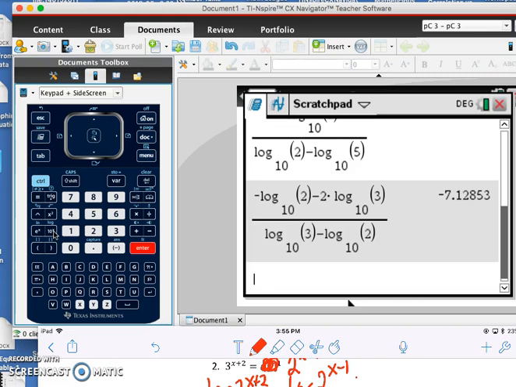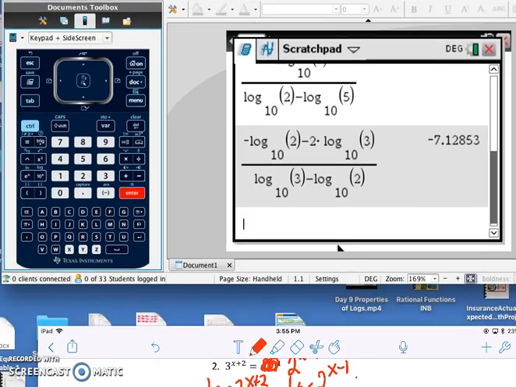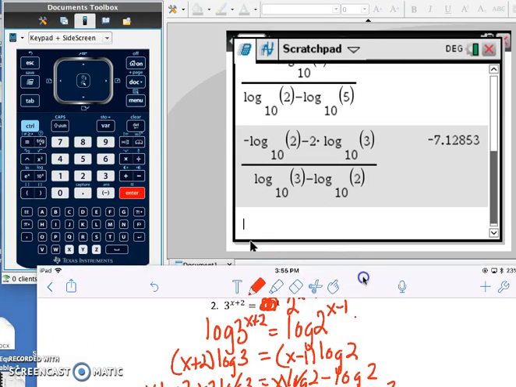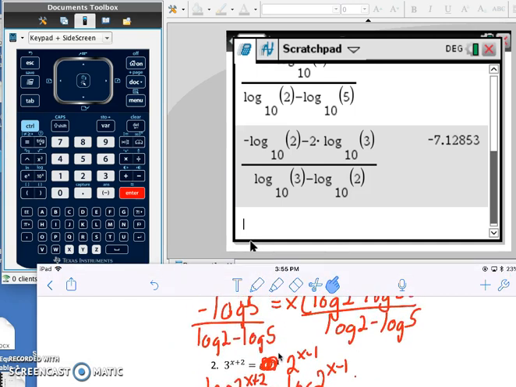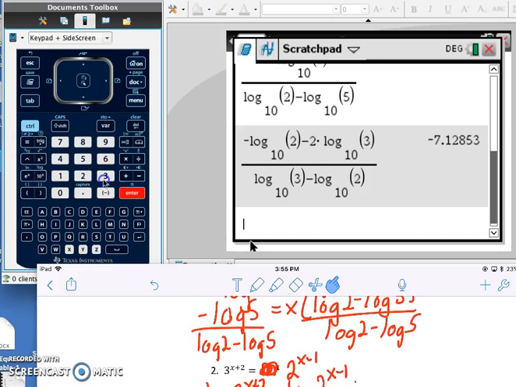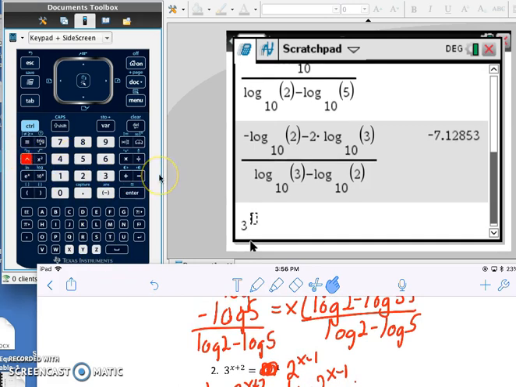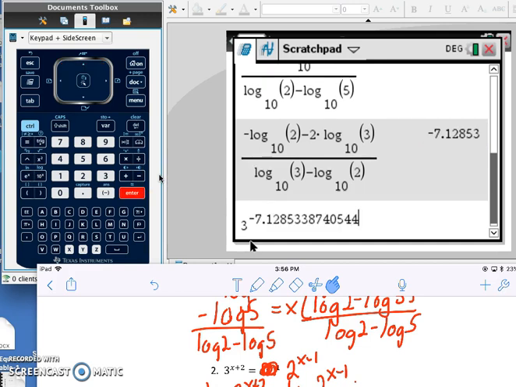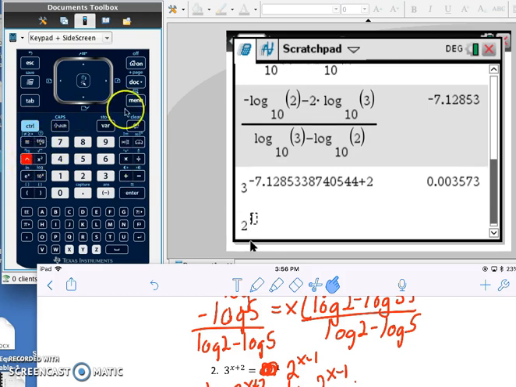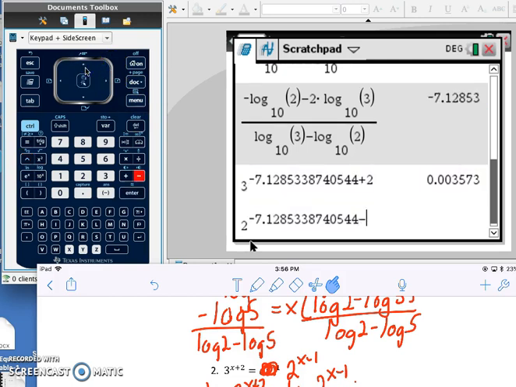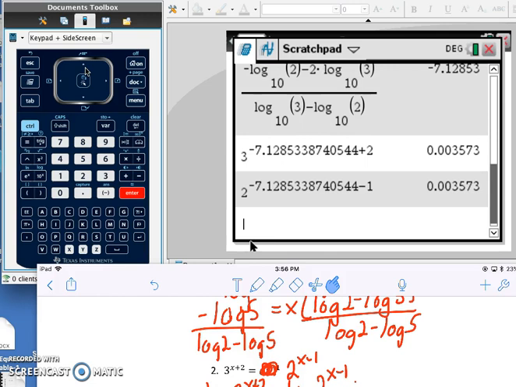We could always double check that. We could go back to our problem here, and let's see if I can pull it up so you can see it. So is 3 to the power of x plus 2 equal to 2 to the power of x minus 1? And we have the same thing, so we got the right answer.